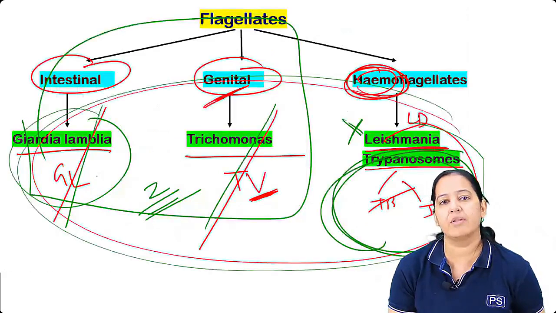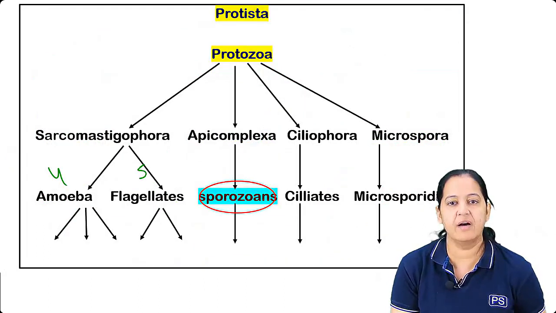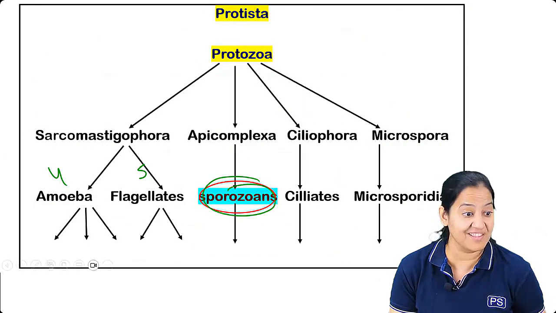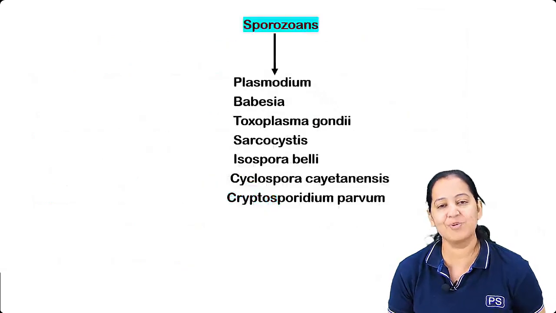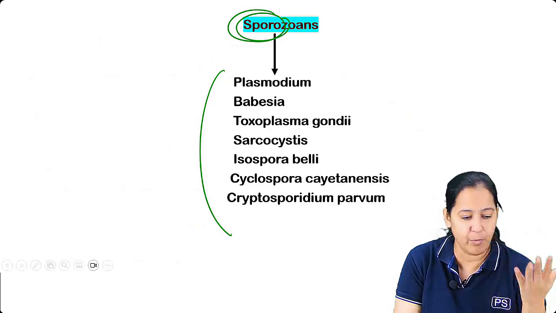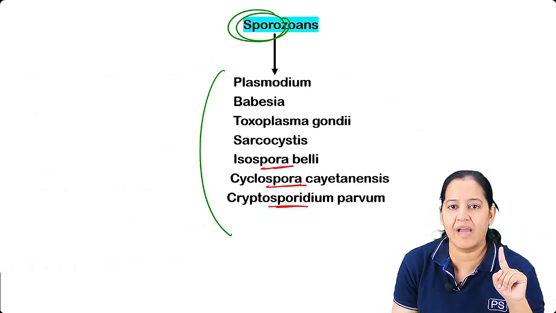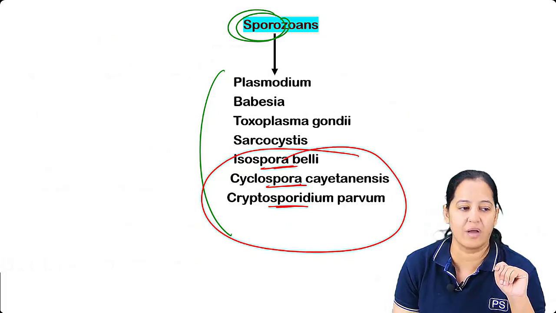Okay, coming on to the sporozoans. So four plus five. Let's see how many we have to study from here. Sporozoans. There are many sporozoans. Look, the name has spora. So all the spora will be there: Cryptosporidium, Cyclospora, Isospora. Spora, spora, spora. Do you remember?